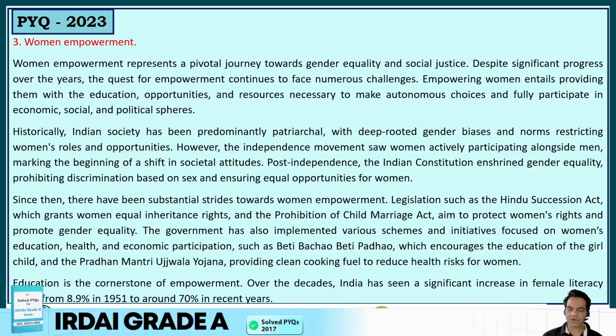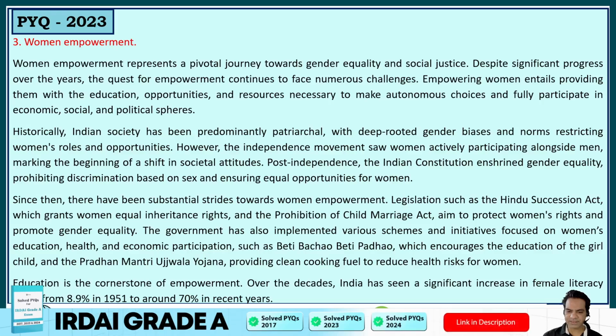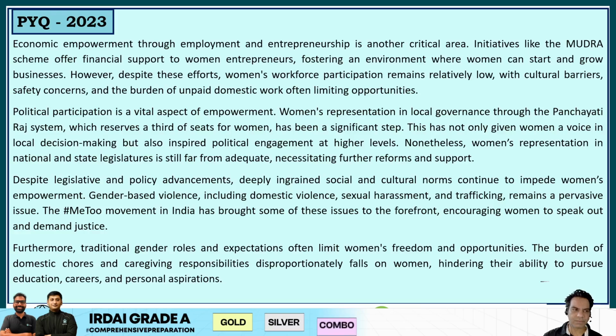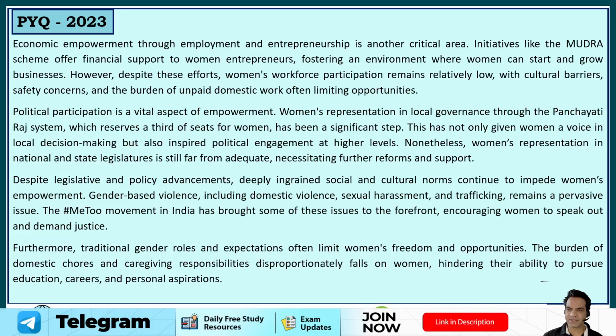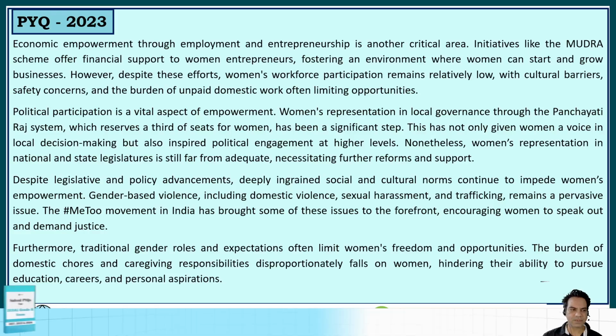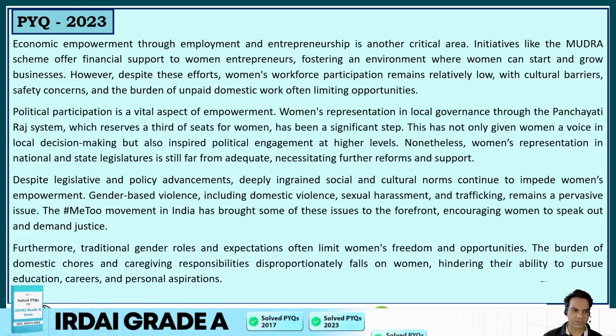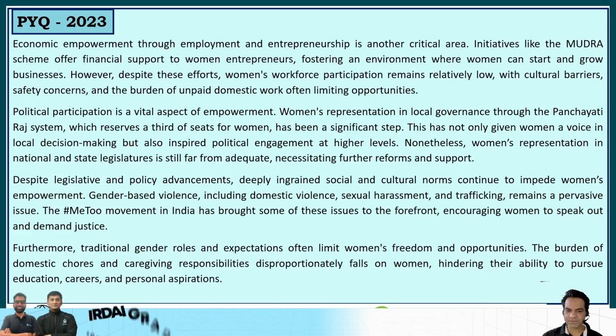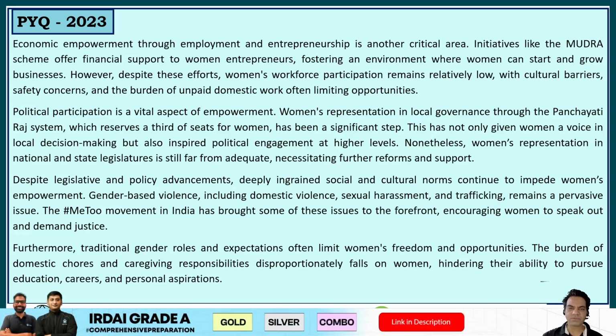So education is the cornerstone of empowerment, and over the decades, India has seen a significant increase in female literacy rates from 8.9 to 70% in recent years, which is a huge jump. Now, economic empowerment through employment and entrepreneurship is another critical area. Initiatives like the Mudra scheme and other schemes help women participate in economic growth. Political participation is also vital to bring them to the forefront. Despite legislative and policy advancements, deeply ingrained social and cultural norms continue to impede.